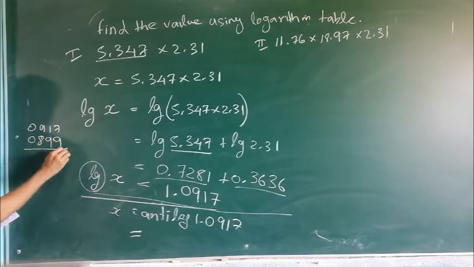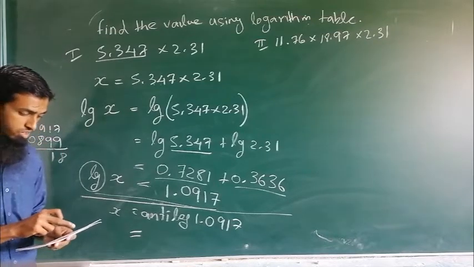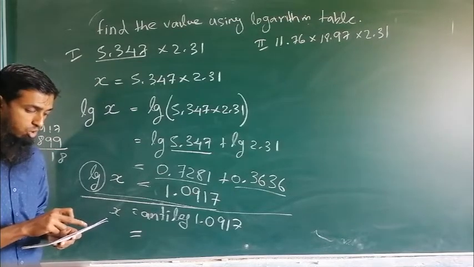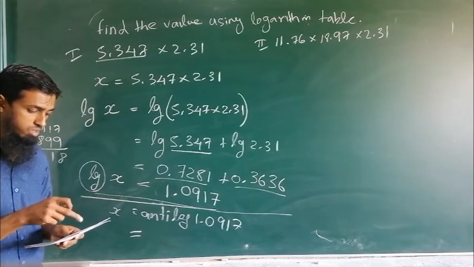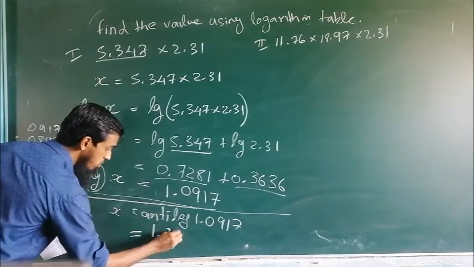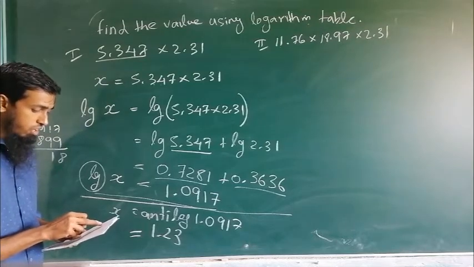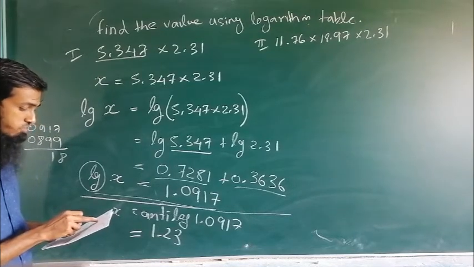So 17 minus 9, it's 8. So 10 minus 9, it's 1. So we need 18 from the mean difference. So we have 12th row and 3rd column 0899. So we can write it as 1.23, 12th row, 3rd column. So from that we need 18 from that.